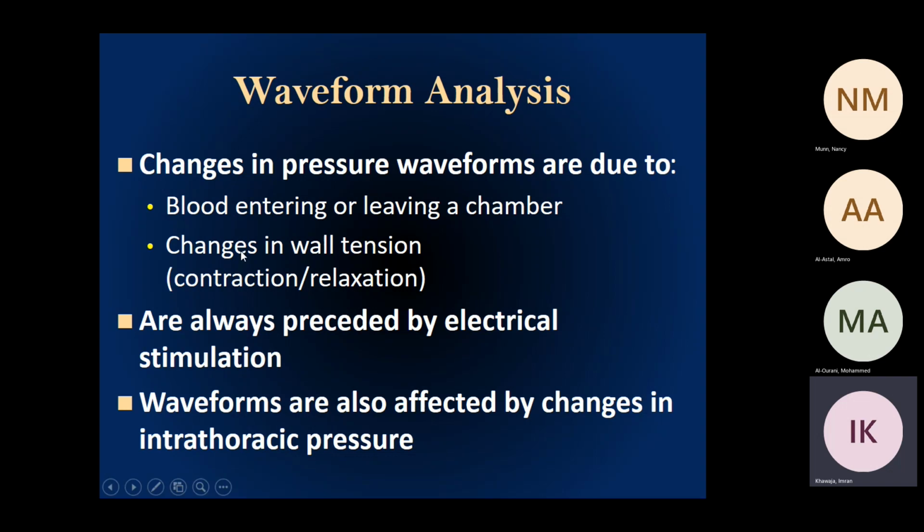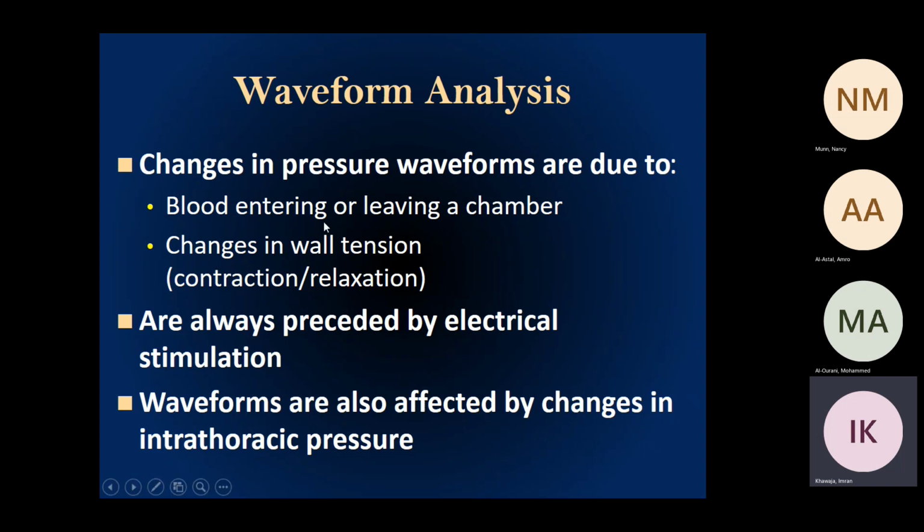Okay, so as far as waveform analysis, how the waveforms are produced or what makes the waveforms has to do, of course, with the blood either coming into or leaving a chamber, atrium or ventricle. The other thing that affects the waveform is the wall tension, which is basically whether the atrium or the ventricle is stiff or compliant, the amount of contraction, relaxation. All of that can affect your waveforms, and we'll show you examples about that.